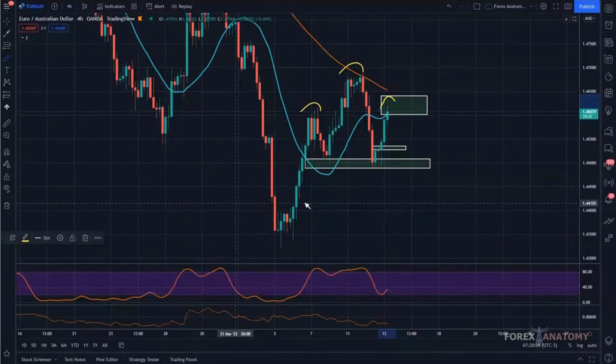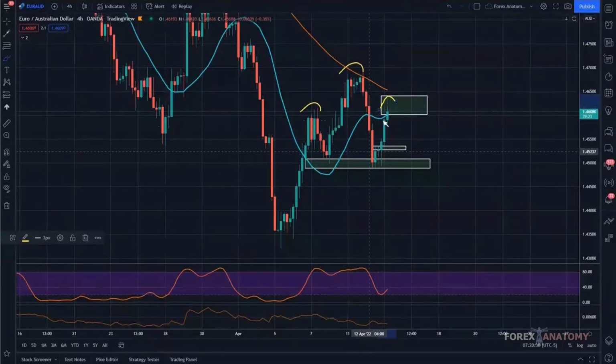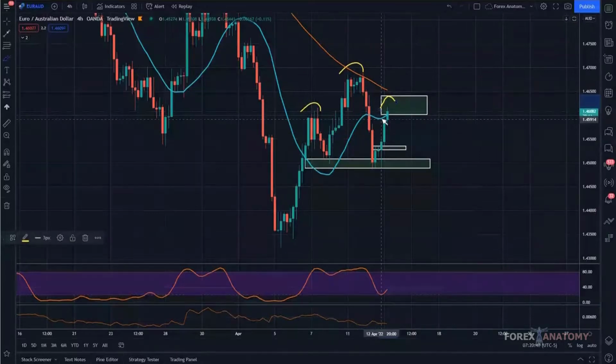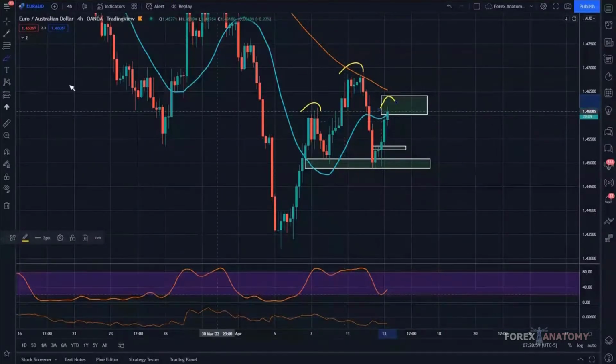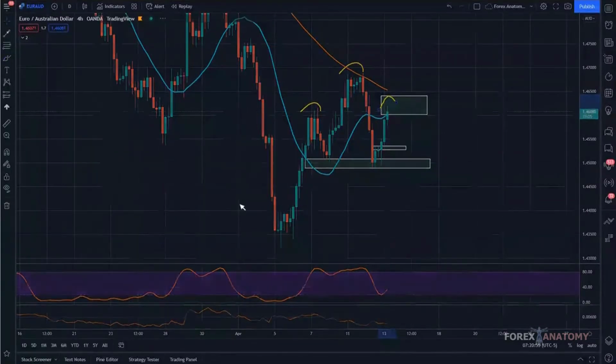But yeah, this area right here may act as resistance, so we have to be extra careful. But due to the momentum of this correction, I think we may get another push deeper into this zone before we see the sell-off. But this time frame is sort of neutral. I can't really say it's bullish or bearish right now. But let's see what the daily gives us.